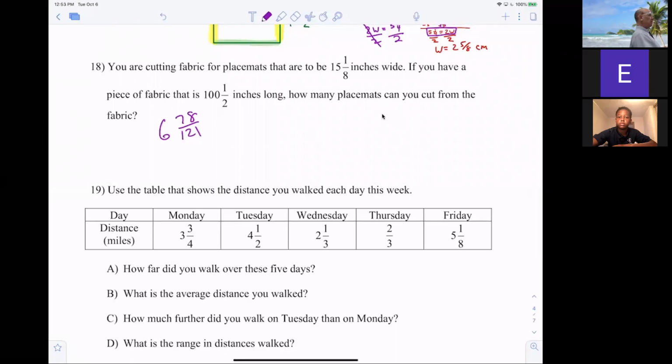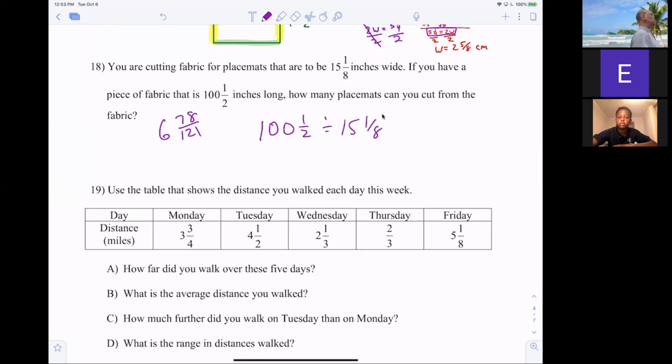He is awesome. That is correct. I know everybody in here knows that. That's kind of like a trick question. You can't really give someone 78/121st of a placemat, right? So this is exactly correct. I want everybody on your test tomorrow to do 101/2 divided by 15 1/8. That's what I'd like to see.